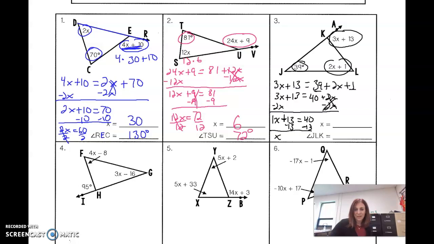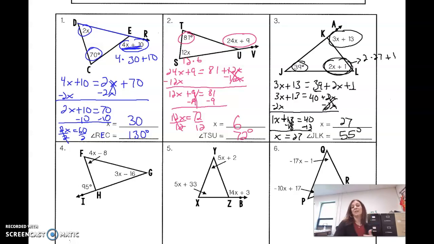Okay, I'm left with x equals 27. No coefficient of x besides 1, and that's what we want, so x equals 27. Now let's make sure we're solving for the right angle, JLK. This is the angle I want right here. So I'm going to go 2 times whatever x is, in this case 27, plus 1. 2 times 27 is 54, plus 1 is 55 degrees.